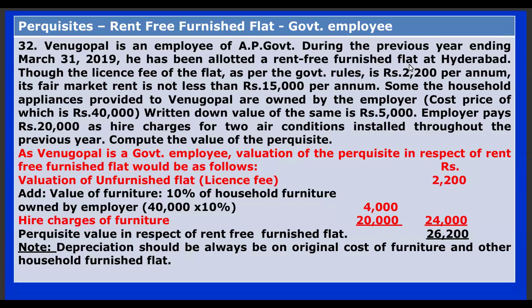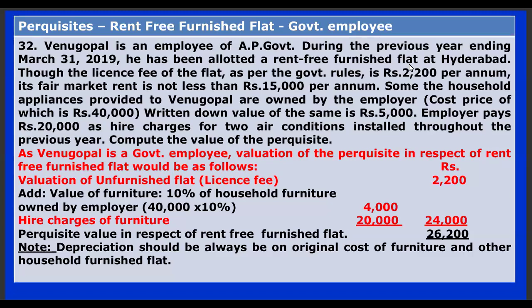Please see here, he is a government employee. So the valuation of his perquisite will be: he is paying 2,200, so we'll consider the value as 2,200 plus the furniture which he is having. He is getting furniture costing 40,000, so 10% of the furniture is 4,000. Then he has hired two air conditioners for 20,000. So the total will be 24,000 as value of furniture.